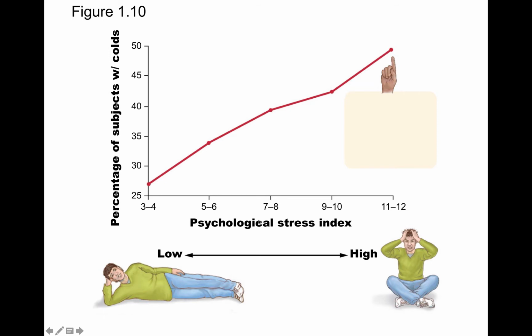Here we're looking at psychological stress levels on the x-axis. That is going to be your independent variable. Your independent variable is always on your x-axis, looking from low levels of stress all the way to high levels of stress. Then on your y-axis is your dependent variable. It's referred to as dependent because it's going to depend upon your independent variable. So the percentage of subjects with colds is going to depend upon the amount of psychological stress.